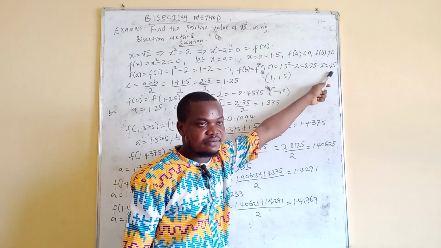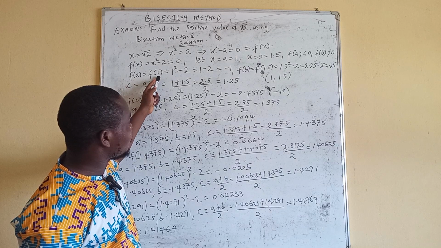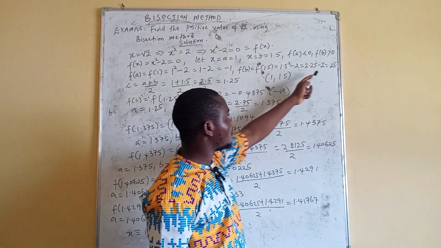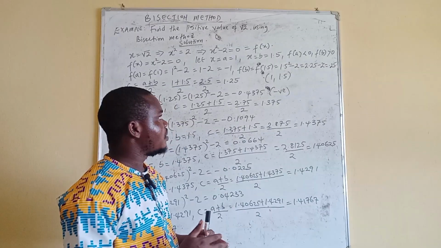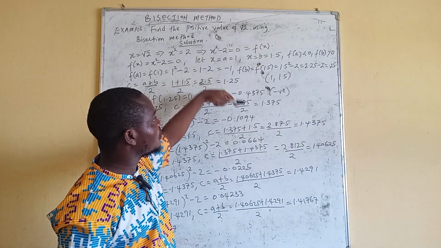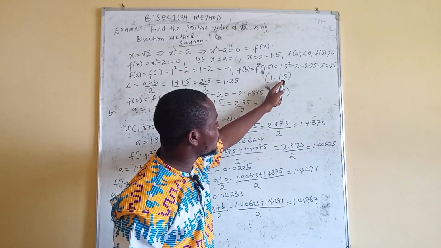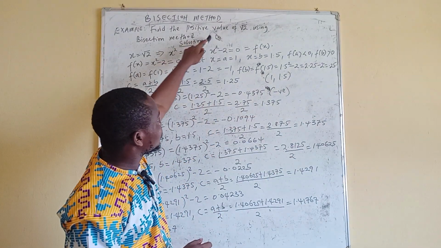That's 0.25. So now, if you observe, f of a, which is f of 1, is minus 1. F of b, which is f of 1.5, is 0.25. One is positive and one is negative. It means that a root of this equation, the root we're looking for, lies between 1 and 1.5. So between 1 and 1.5, we can have the root of root 2.